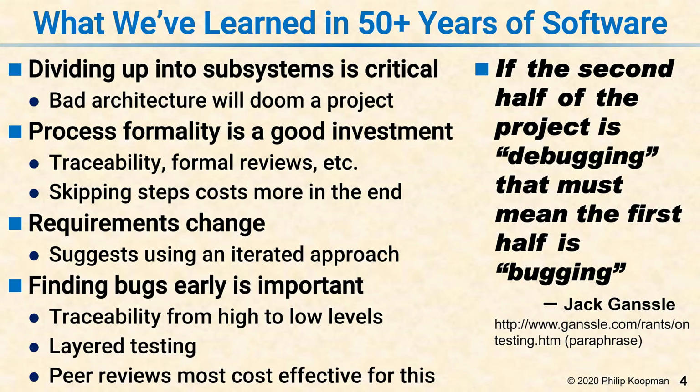Finding bugs early is important, but the best way to find bugs is to avoid the bugs getting in the code in the first place. So you do things like traceability from high to low levels. You make sure the code you write actually matches your requirements. You make sure you test code in small modules first before you do system tests. And you do peer reviews so that human eyes take a look at the design and the requirements and the software before you ever do testing.